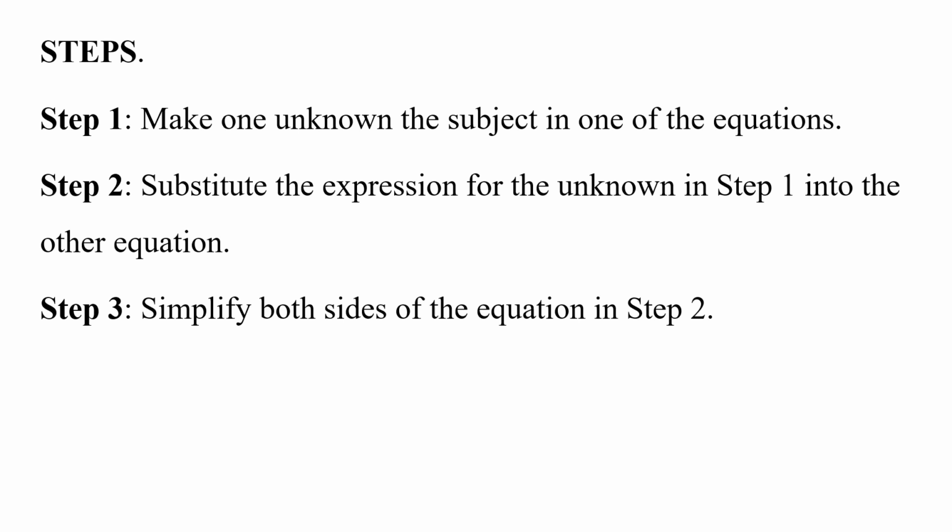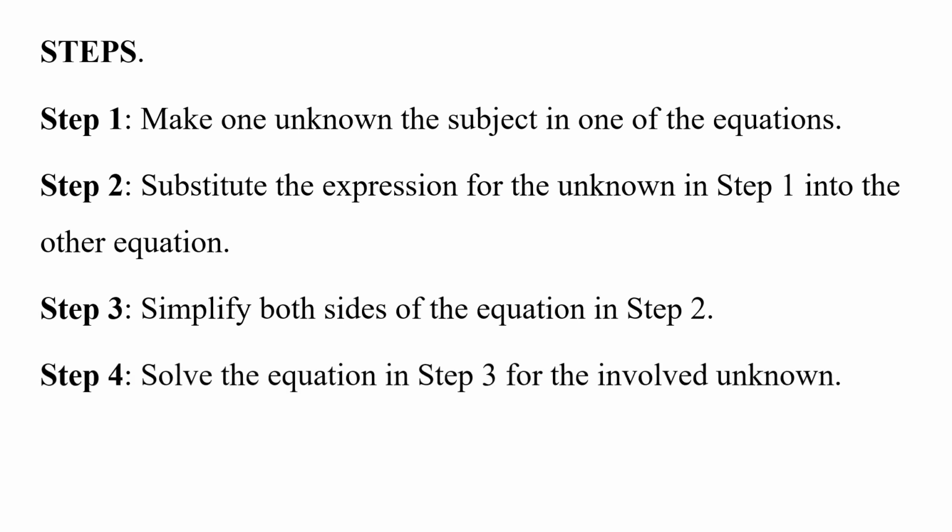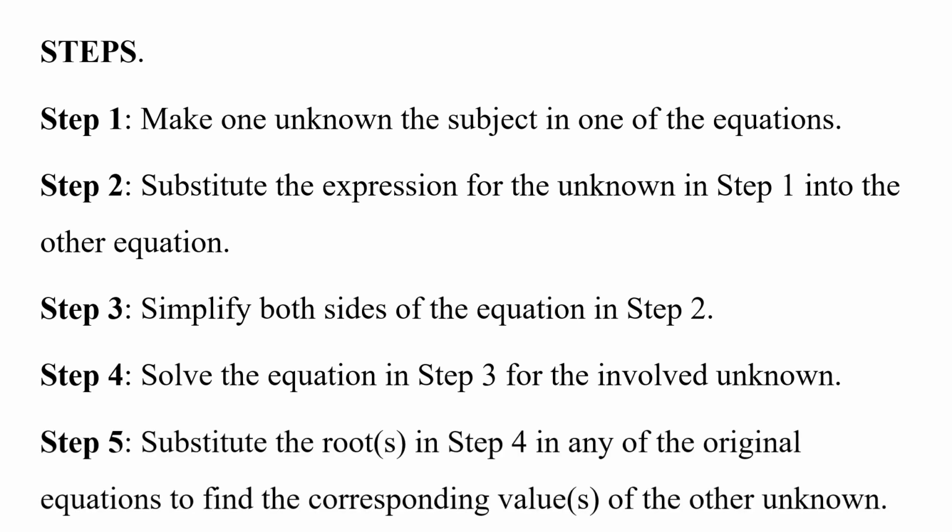The next step is to simplify both sides of the equation in step 2. Then solve the equation in step 3 for the involved unknown. That is, the equation in step 3 will be an equation in terms of a single unknown. Then the last step is to substitute the root or roots found in step 4 in any of the original equations to find the corresponding value or values of the other unknown.